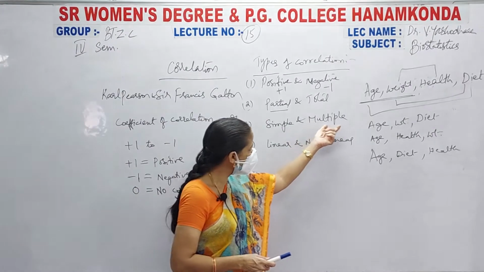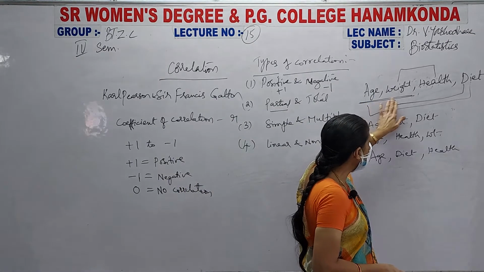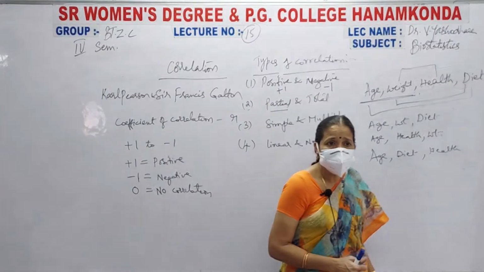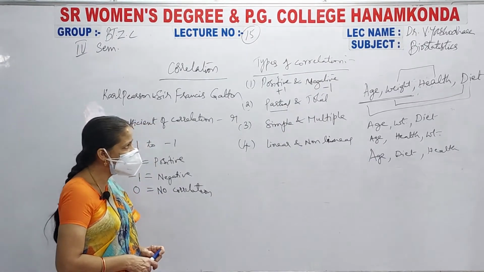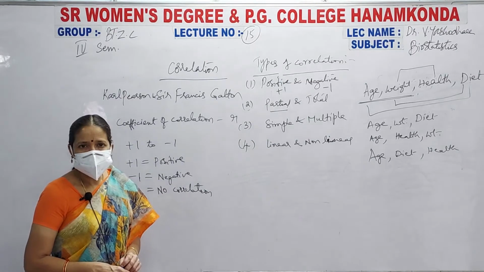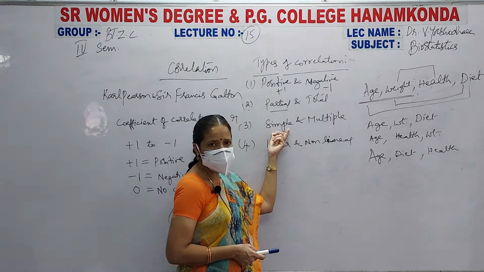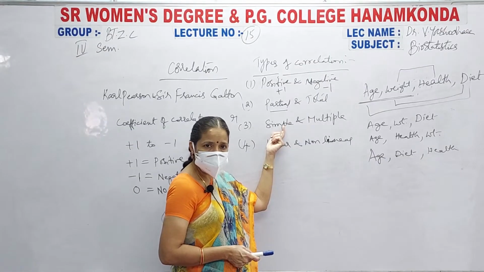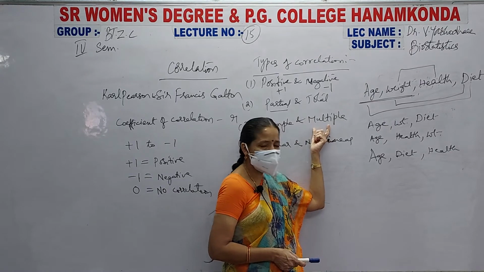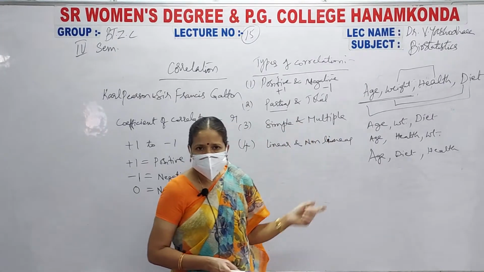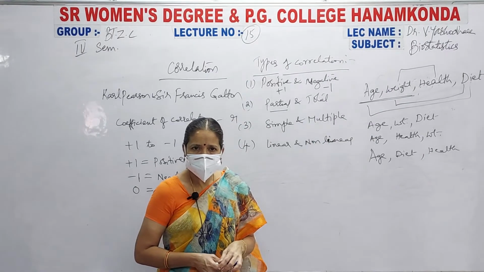as multiple correlation. Simple correlation means at a time only two variables are taken into consideration to measure the correlation, then it is called simple correlation. More than two variables are taken into consideration for the measurement of correlation, it is known as multiple correlation. Is it okay, all of you?